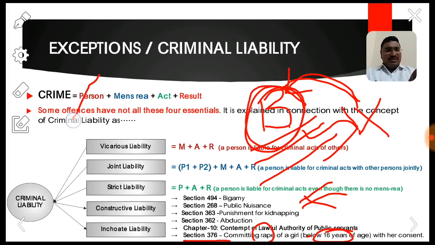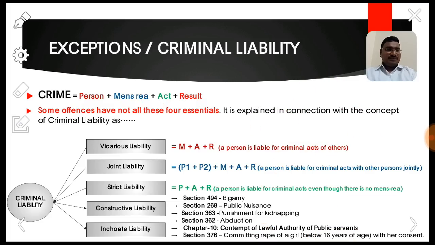There is some person, there is some act, there is some result, but there is no mens rea. He has no ill intention. He feels that she freely gave the consent to him. However, he is strictly liable under section 376.